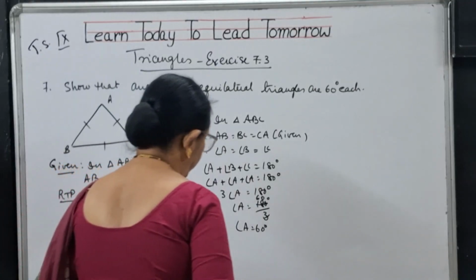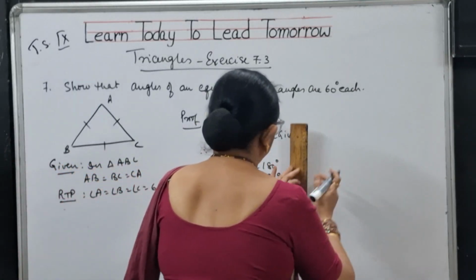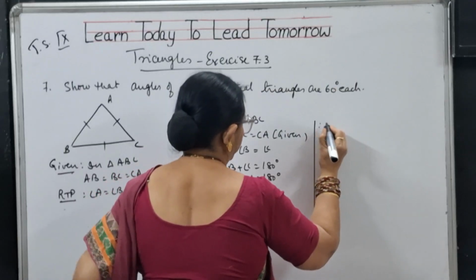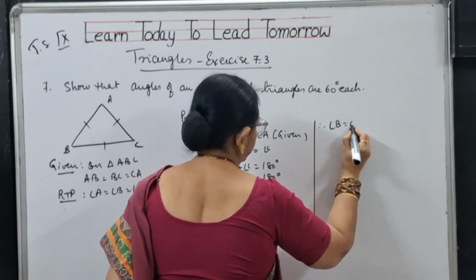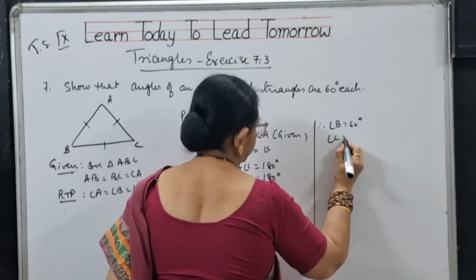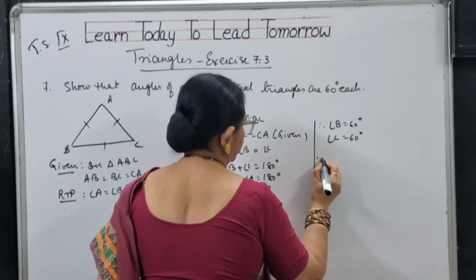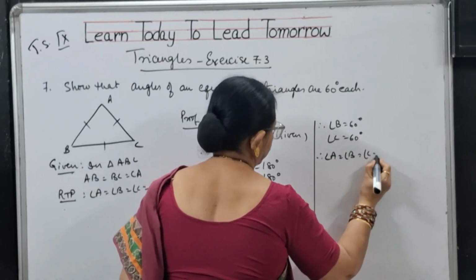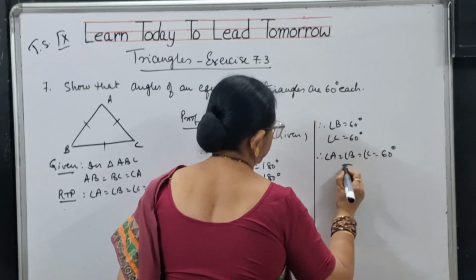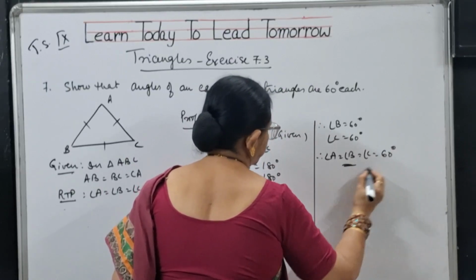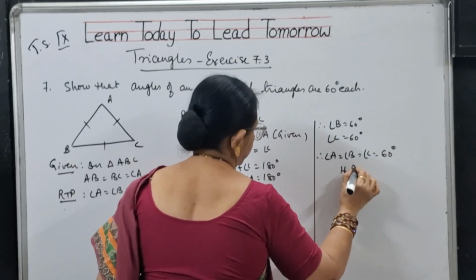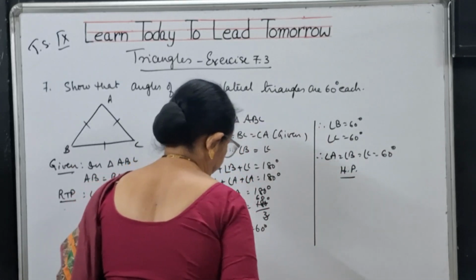If angle A is 60 degrees, we can say that angle B will be equal to 60 degrees and angle C is equal to 60 degrees. Therefore angle A is equal to angle B is equal to angle C is equal to 60 degrees. This is the proof. So hence proved. Let me write. We have proved this statement.